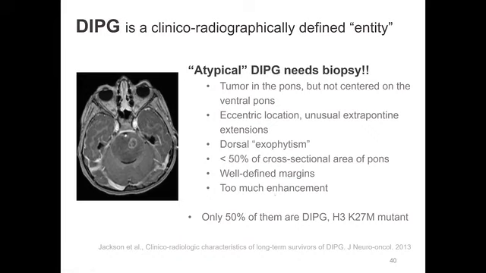However, even when the surgeon goes in, we still could be wrong. Still 50% of them are DIPG, but that means we have another 50% of tumors which are not DIPG, which might change the treatment strategy.